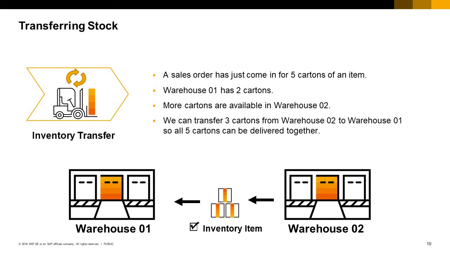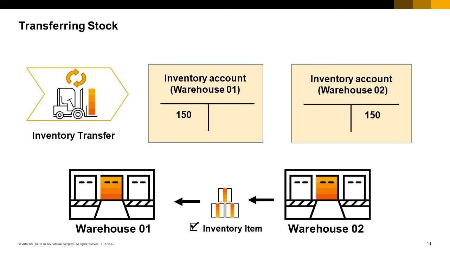When you add an inventory transfer from Warehouse 02 to Warehouse 01, the system posts a journal entry. The journal entry posts the value of the transferred goods on the debit side of the stock account of Warehouse 01 and on the credit side of the inventory account of Warehouse 02.